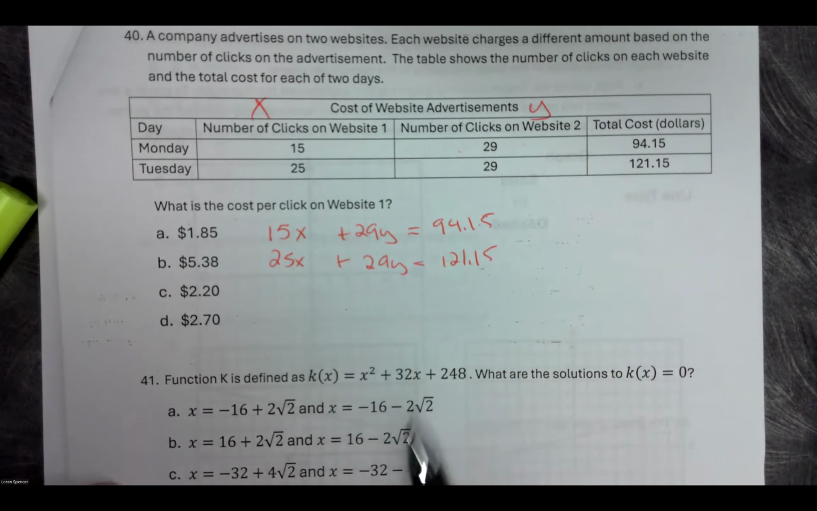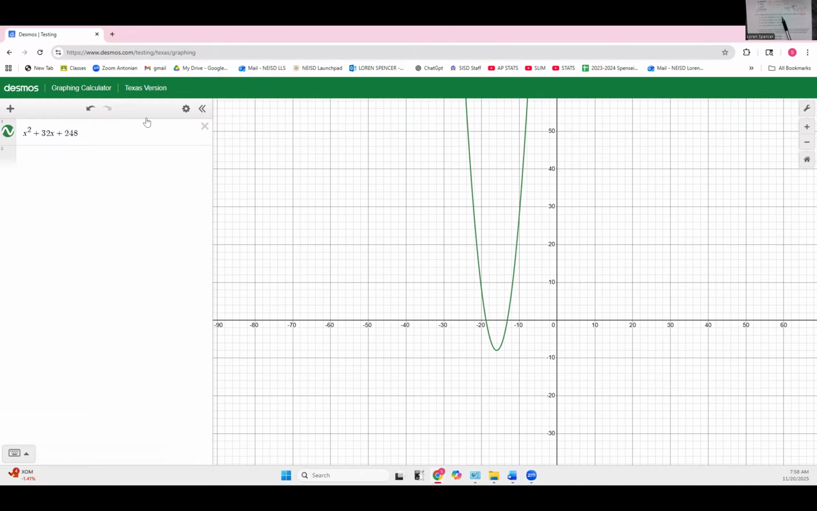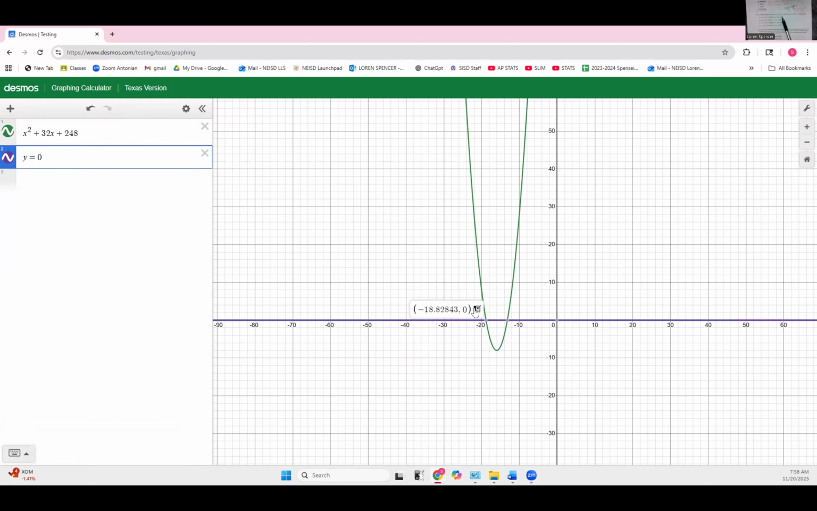So we're going to press the share button. And you've got to input that parabola. That parabola is x squared plus 32x plus 248. So there it is. Now, we also had the other equation. We're going to plug that in. We have y equals 0. So these are the answer choices we're looking for.